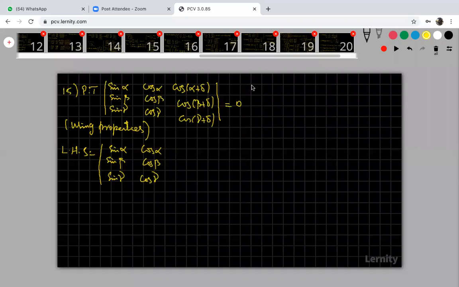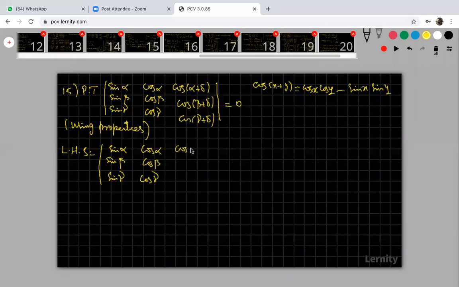I am going to apply the formula cos of x plus y. You have already studied in 11th standard the cos of x plus y formula: cos x cos y minus sin x sin y. I am going to apply the formula for this because alpha plus delta is there. This is not two terms. Don't apply property number 5. Don't apply cos alpha plus cos beta like that. This is different. It is only one term. You have to apply only this formula.